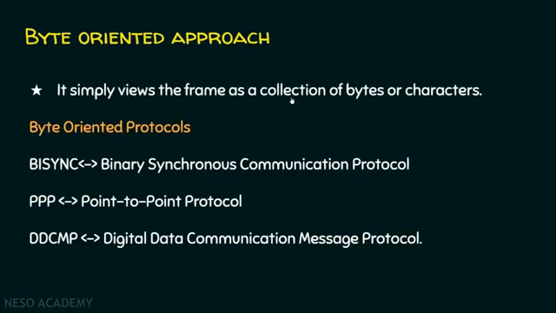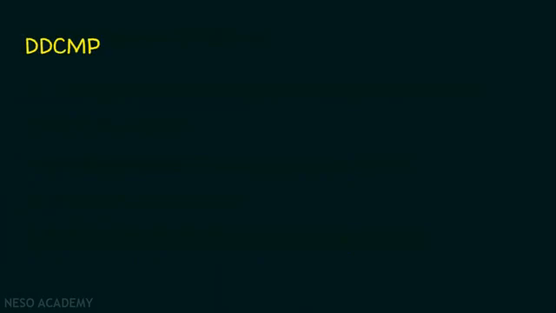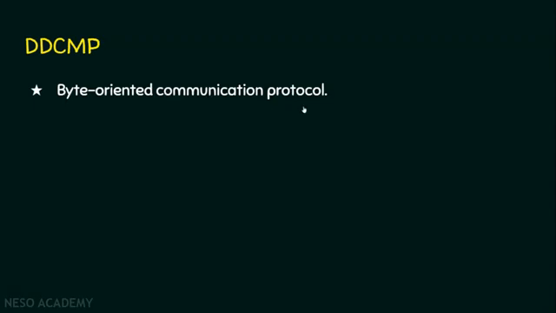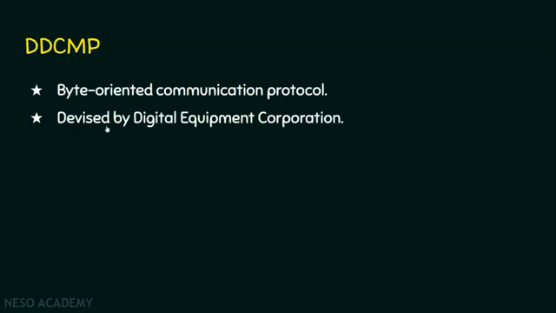We will just run through the byte-oriented protocols. It simply views the frames as a collection of bytes or characters, and we have basically three byte-oriented protocols, BiSync, PPP, and in today's lecture we are going to focus on the DDCMP protocol, which is Digital Data Communications Message Protocol. Let's start with DDCMP. We know DDCMP is a byte-oriented communication protocol, and of course this is a data link layer protocol. Who devised DDCMP? DDCMP was devised by Digital Equipment Corporation.